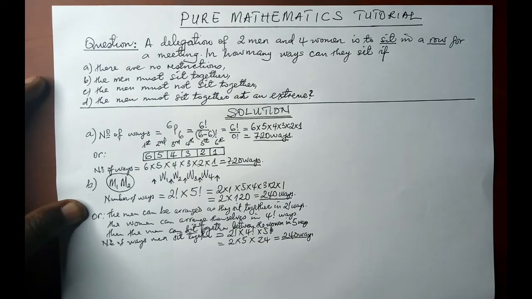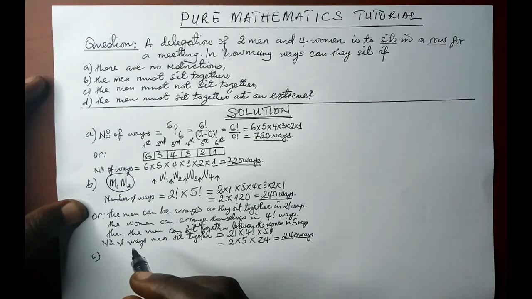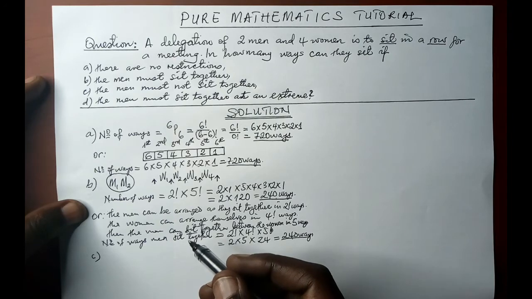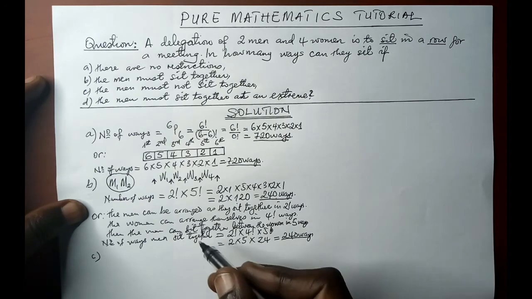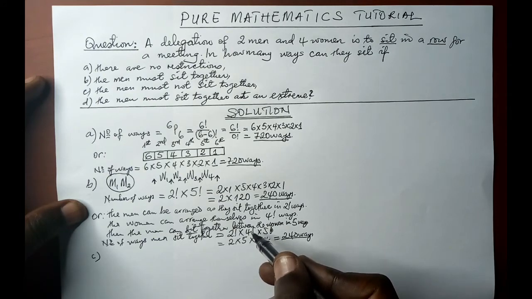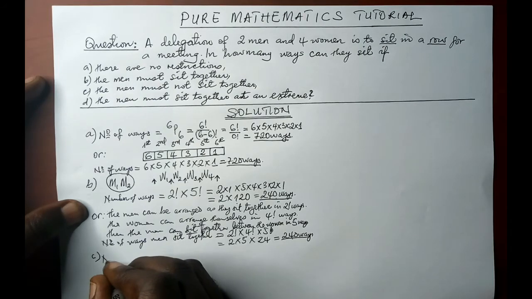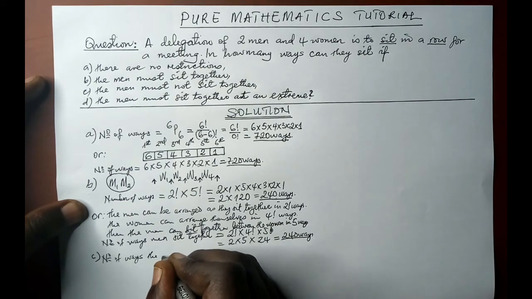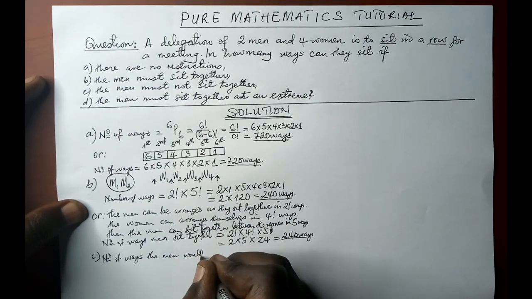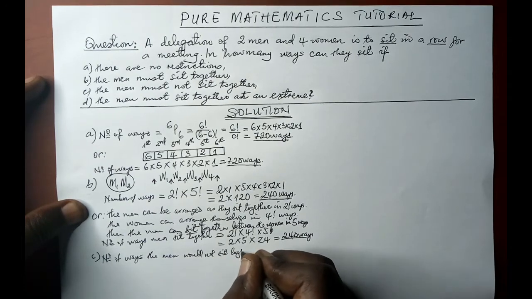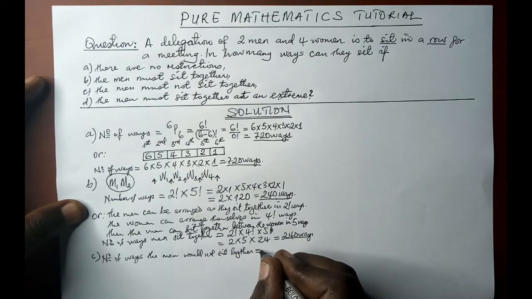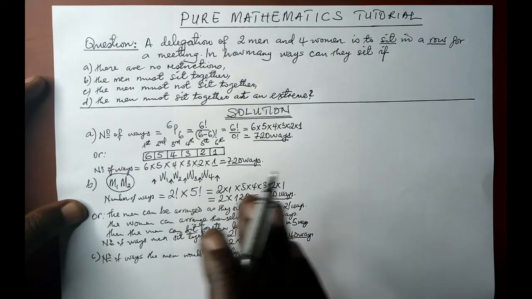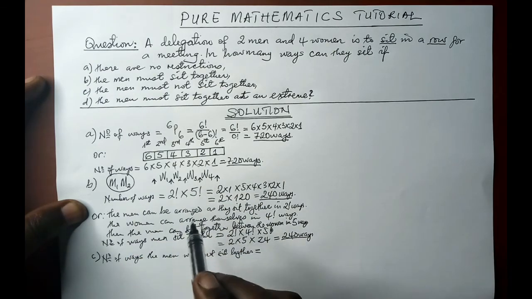Again, as before, we move to C: the men must not sit together. In the case where the men must not sit together, there is a shortcut method, since we already know the number of ways in which the men can sit together. So the number of ways the men would not sit together equals the number of ways they would sit at random without any restriction minus the number of ways they would sit when the men have to sit together.